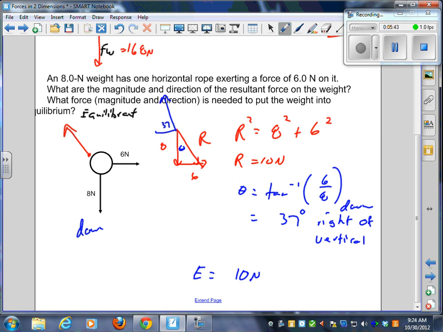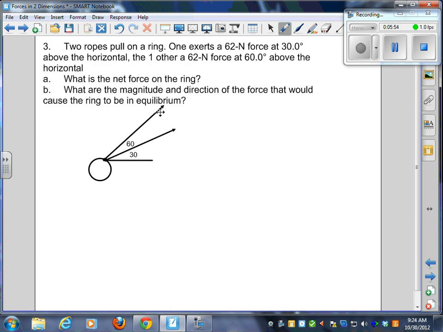So the steps are to find the resultant, flip the direction, right? That's really it. Okay. This one's a little trickier. Two ropes pull on a ring. One exerts a 62 Newton force at 30 degrees above horizontal. The other is a 62 Newton force at 60 degrees above the horizontal. So they're both 62 newtons, but one is 30, one is 60. What's the net force on the ring, and what is the equilibrant? So the net force is going to be somewhere in between, like that, which is going to make the equilibrant something like that, right?